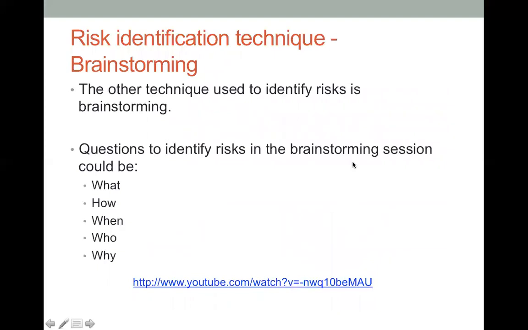Okay, and brainstorming, which is one of my favorite techniques. I often do that as well in my corporate life. And some questions that we can ask in a brainstorming session include what, how, when, who, why.